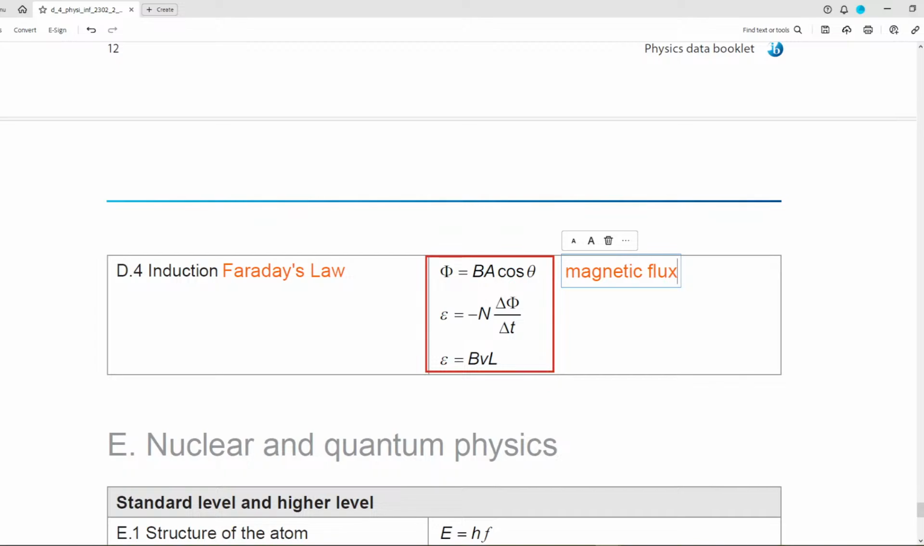So it's magnetic field times area. B is the magnetic field, and A is the cross-sectional area.